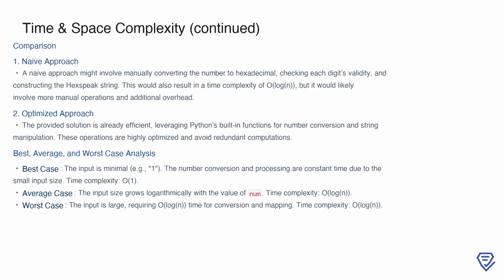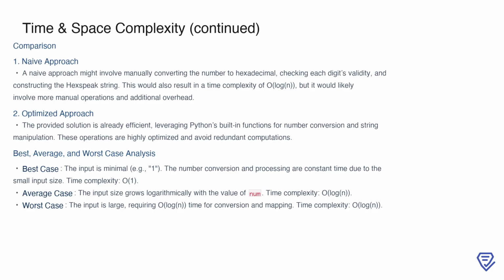While this would still result in a time complexity of O(log n), it would likely involve more intermediate steps and additional overhead. The optimized approach we've discussed leverages Python's built-in functions for conversions and string manipulations, which are highly efficient and reduce redundancy. When analyzing the best, average, and worst cases, the best case occurs with minimal input, such as 1, where operations require constant time due to the small size. In the average case, the input grows logarithmically with the value of number, leading to O(log n) complexity.